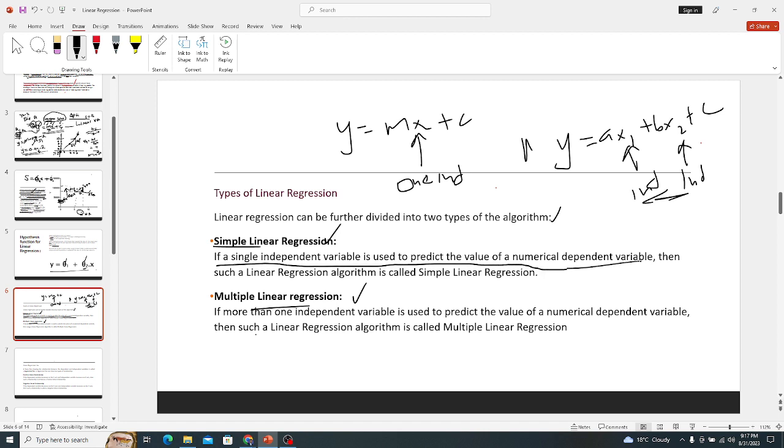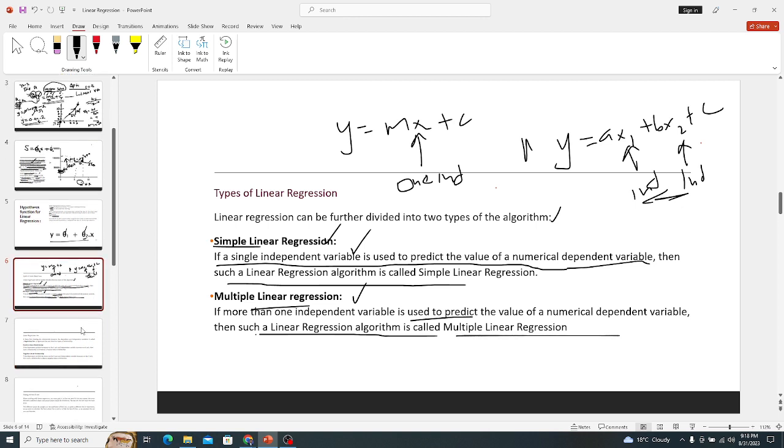Simple linear regression: if a single independent variable is used to predict the value of the numerical dependent variable, then such a linear regression algorithm is called simple linear regression. Why? Because we are having one independent variable. Then for multiple linear regression, if more than one independent variable is used to predict the value of a numerical dependent variable, then such a linear regression is known as multiple linear regression.